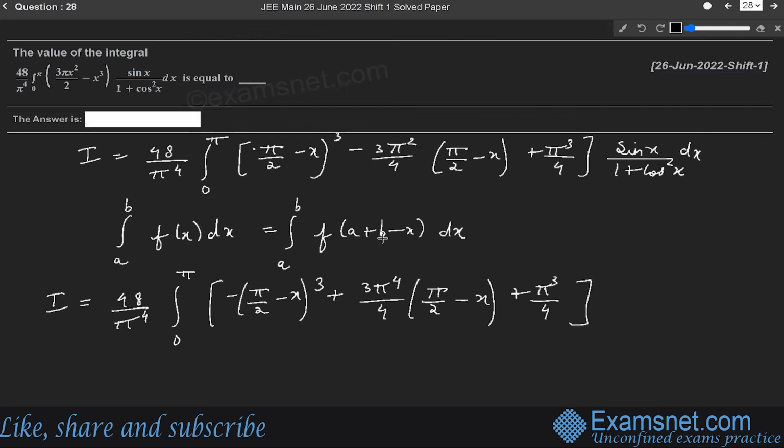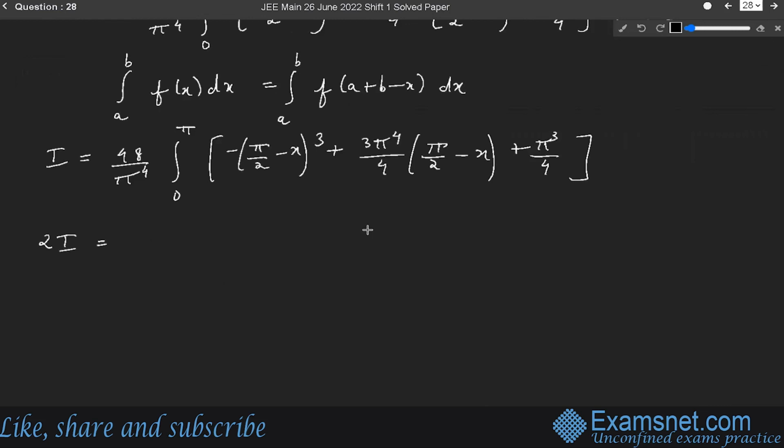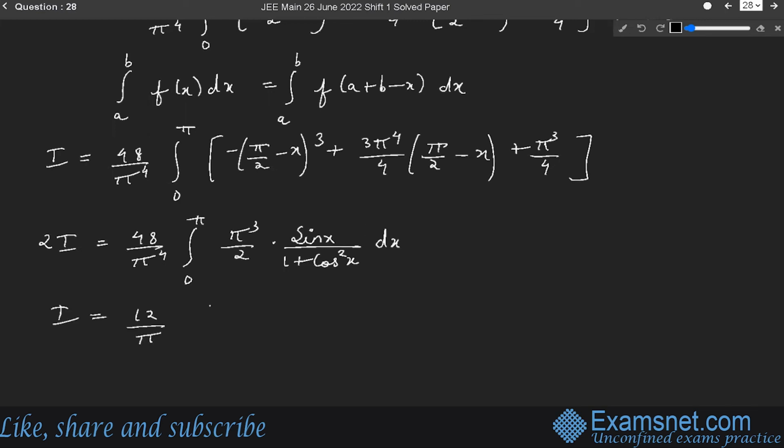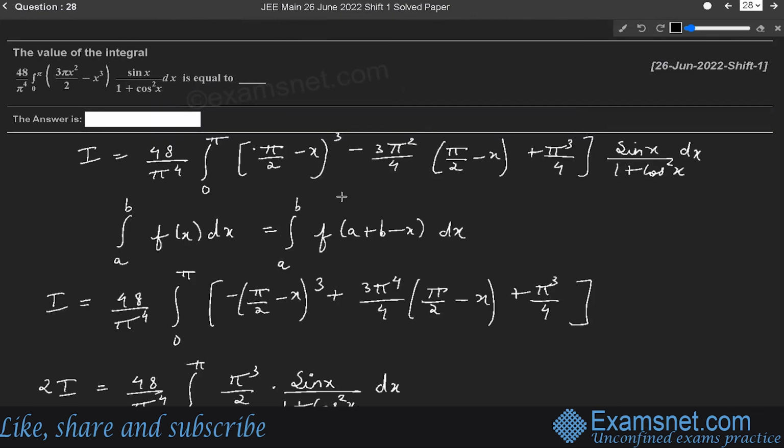Now adding these two equations, we get 2I equals 48 divided by pi to the power 4, integral of 0 to pi cube upon 2, into sin x divided by 1 plus cos square x dx. So I will be equal to 12 upon pi into minus tan inverse cos x, and the limits are 0 to pi. So this will be equal to 12 by pi into pi by 2. Pi and pi will cancel and this will be equal to 6. Therefore, we can say that the required answer for this question is 6.